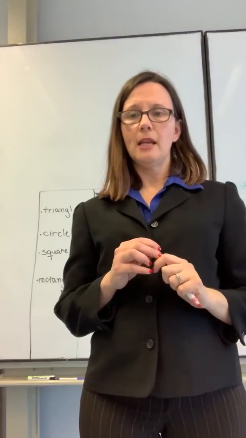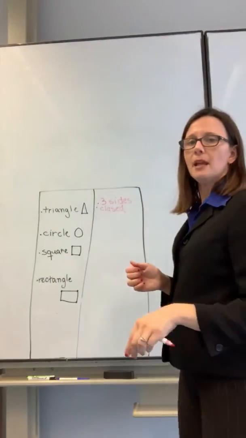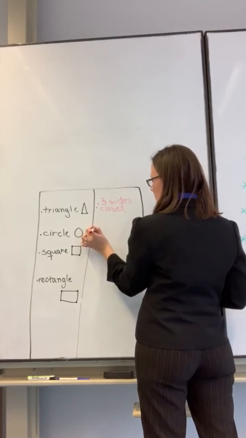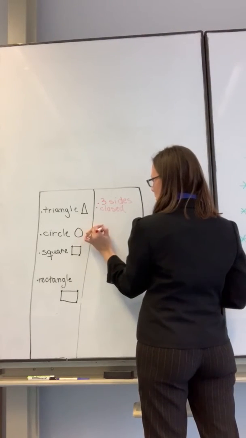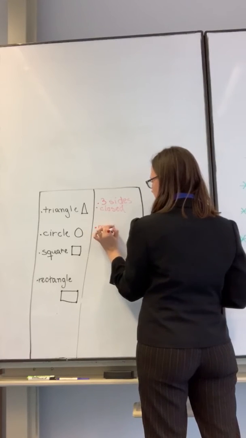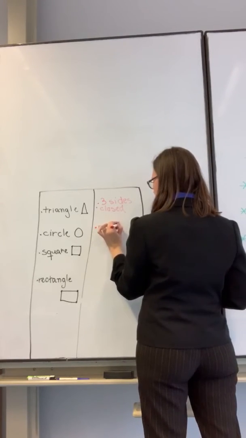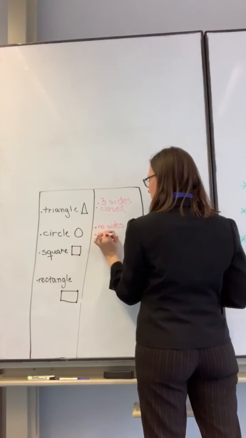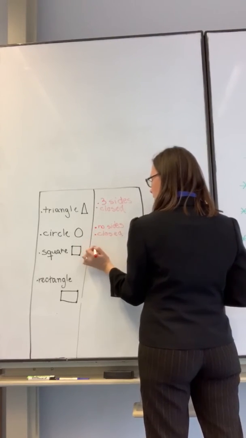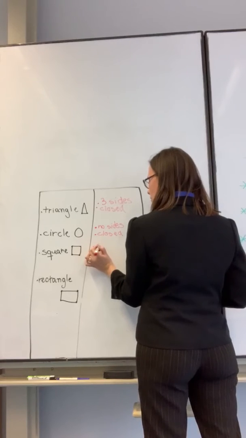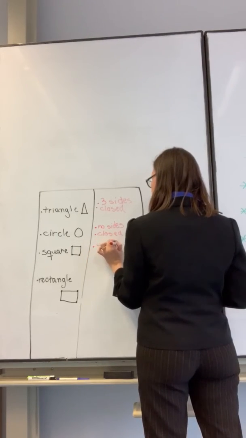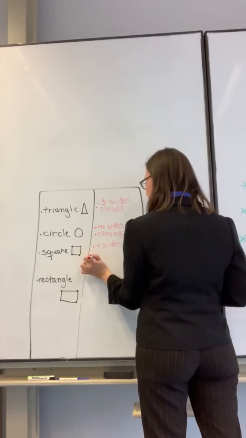And then they would have them come and write it down. Their circle has no sides, and it's closed. And the square has 4 sides, and it's closed.